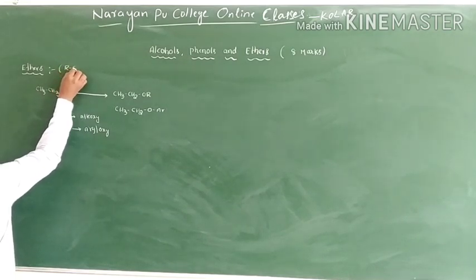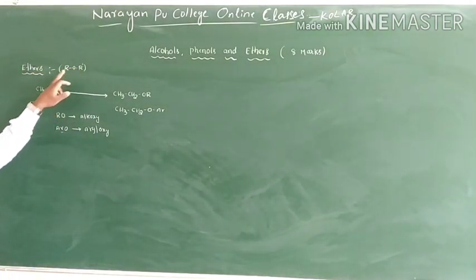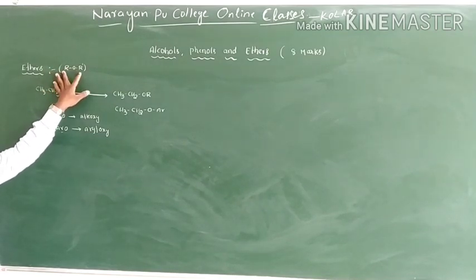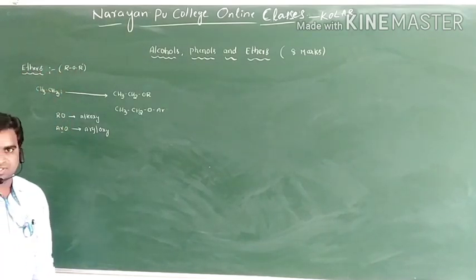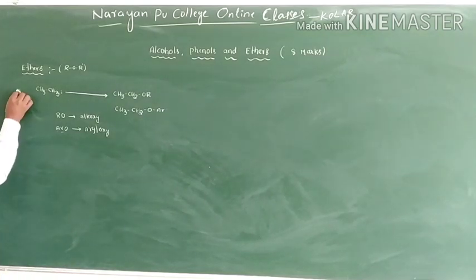So what is the ether formula? Ether formula is ROR. That means one oxygen, and if any alkyl groups or any aryl groups, or one alkyl and one aryl group, are attached, those compounds we will consider as ethers. This is how ethers are obtained from the hydrocarbons.